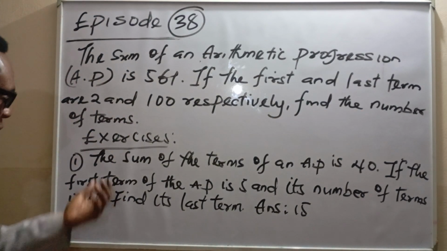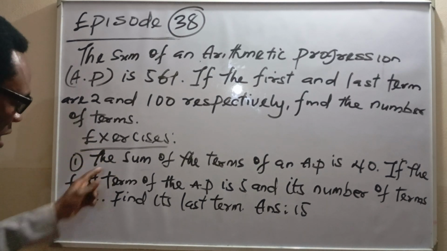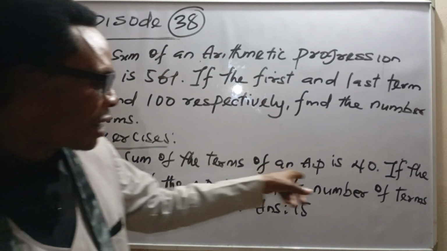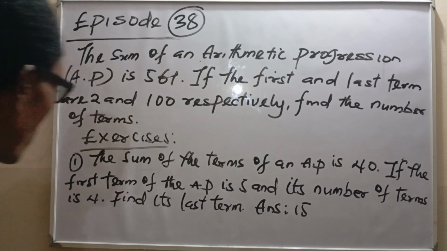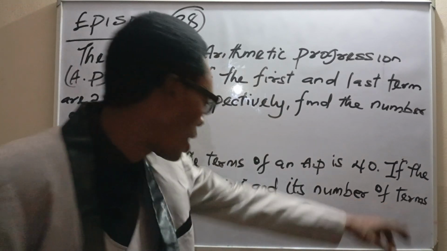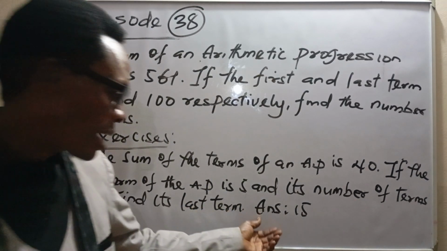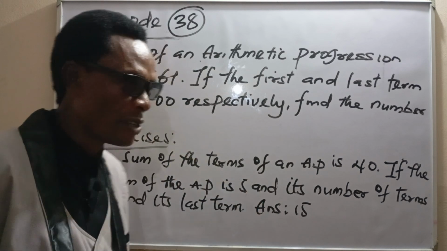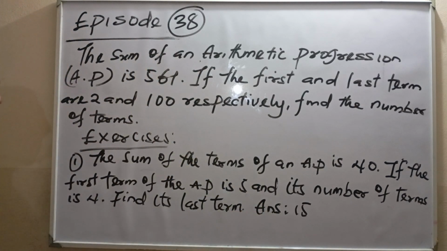Exercise, the first question under the exercise: the sum of the terms of an AP is 40. If the first term of the AP is 5 and its number of terms is 4, find its last term. The answer to this question is 15. So let's go.